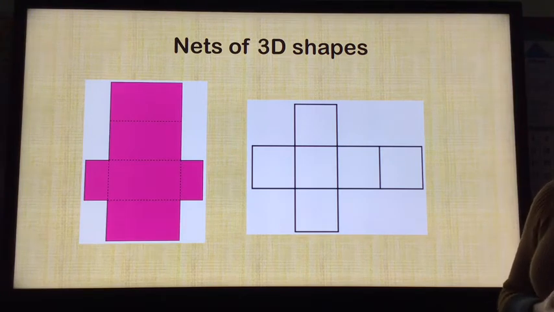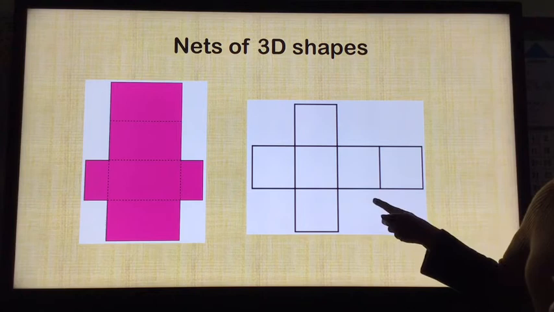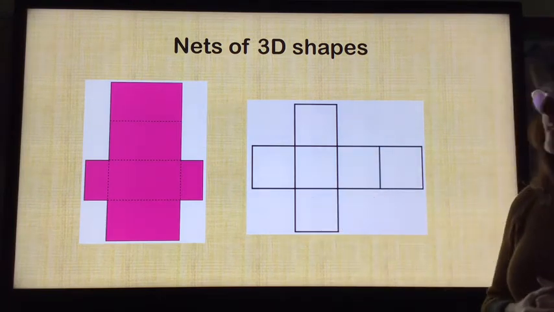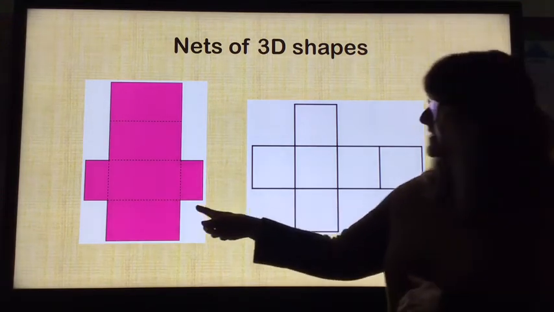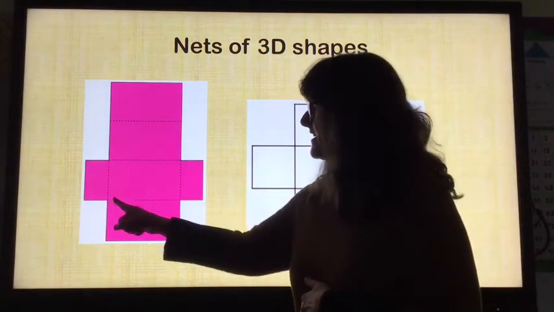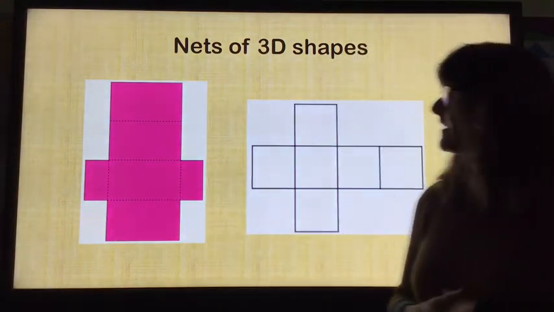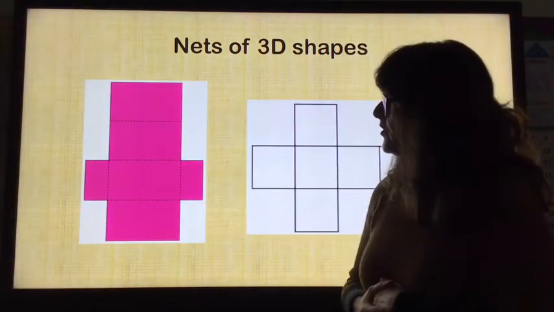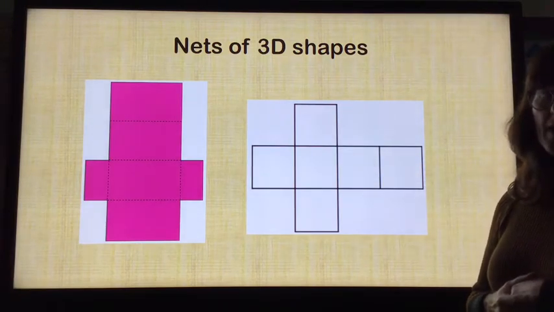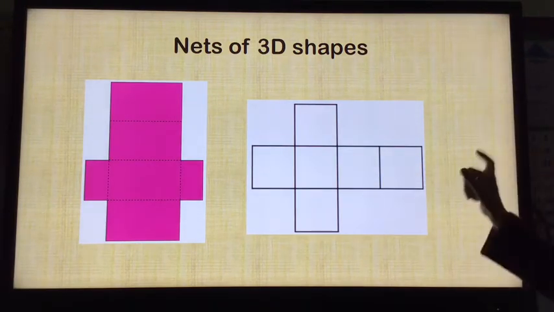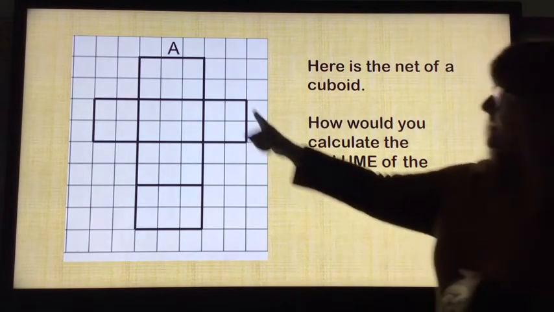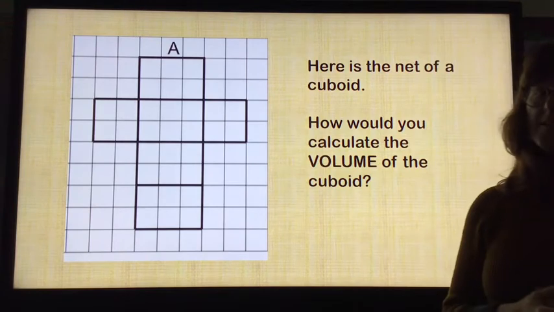You've probably recognised that this one would be the net of a cube, and we know this is the cube because all the edges are the same length. This is the cuboid because we can see that the edges are different lengths. The faces on the cuboid are rectangles, the faces on the cube are squares. So if you know that, this is a net of a cuboid.